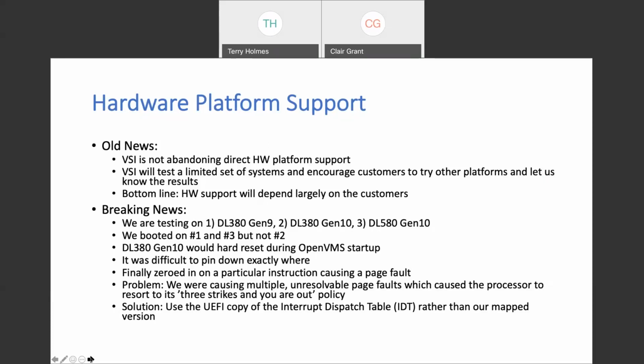Here was another real head scratcher. So we've got 3 hardware platforms that we're running on: the DL380 Gen 10, 380 Gen 9, and the DL580 Gen 10. So we booted and ran fine on number 1 and number 3, but not number 2. So think about that for a minute. DL380 Gen 9, fine. DL380 Gen 10, not fine. Okay, is it a Gen 10 problem? Well, no. DL580 Gen 10 is fine. DL380 Gen 10 is not. So that got to be pretty interesting.